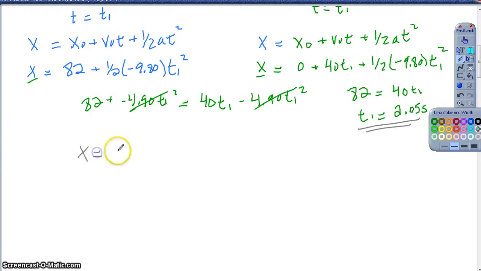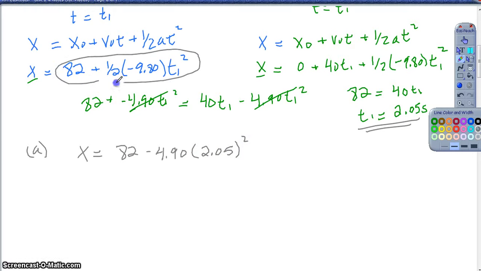So if I want to find the actual position for part A here, plug it into either of these two position functions, and actually, if you want to double check yourself, plug it into both, right, because we should end up getting the exact same answer either way. So I took it and I plugged it into this equation. So I get 82 minus that whole mess, and I find that to be about 61.4 meters.